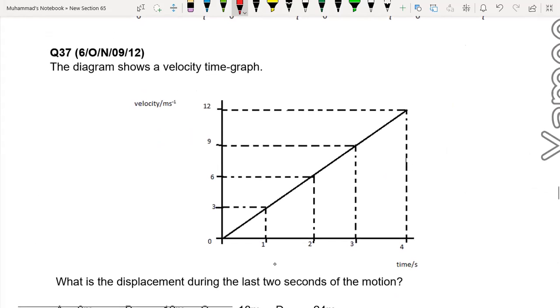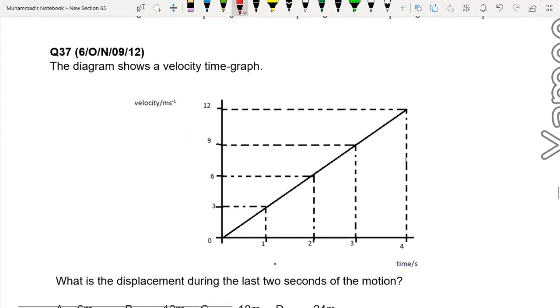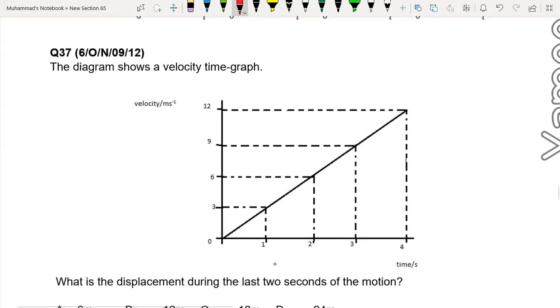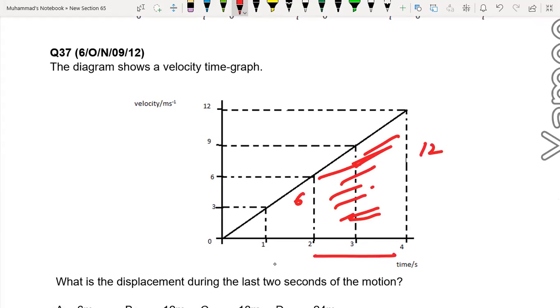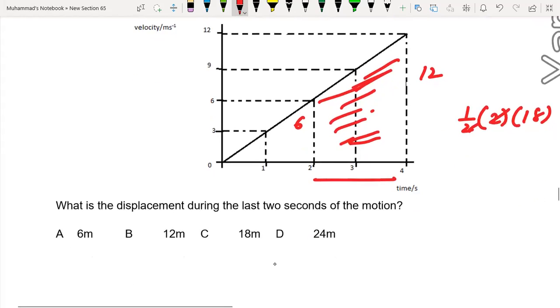The diagram shows a velocity-time graph. What is the displacement during the last 2 seconds of the motion? Last 2 seconds. So this is the last 1 second, last second. So for the last 2 seconds, you have to find the area of this part. Very straightforward, you can do that. So area is the sum of parallel sides, that is 12, this is 6, and that is 4. So 1 by 2, into height, into sum of parallel sides becomes 18. So that is 18 meters.